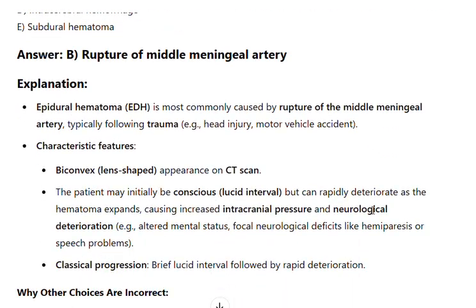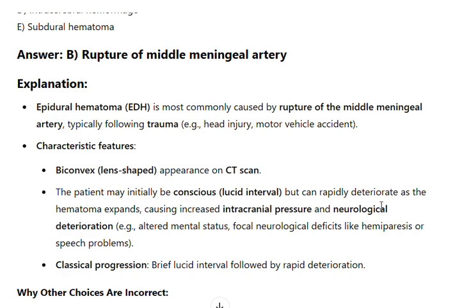Explanation: Epidural hematoma, EDH, is most commonly caused by rupture of the middle meningeal artery, typically following trauma, e.g., head injury, motor vehicle accident. Characteristic features: biconvex, lens-shaped appearance on CT scan.